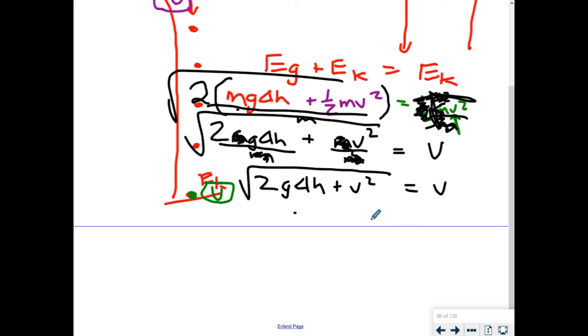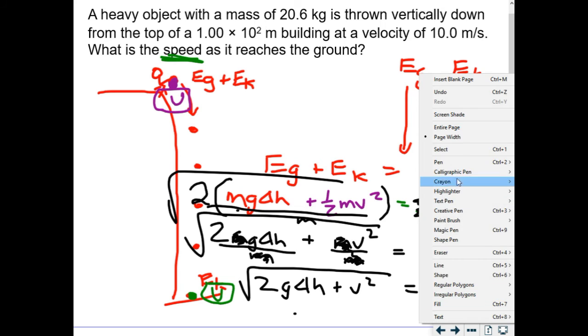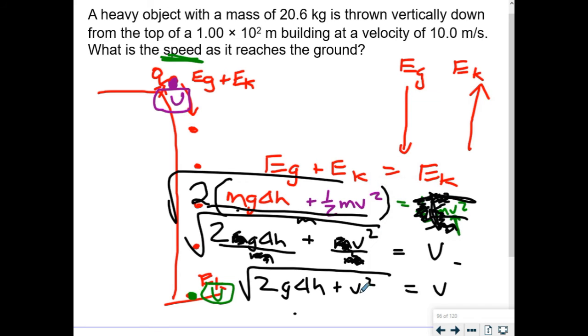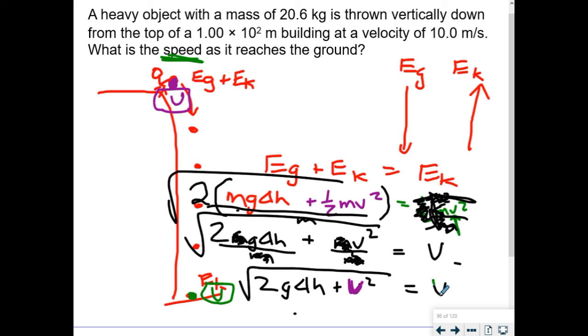And again, this is where some students go, wow, math, eh? Yeah. How can we have v on one side and V on the other side? Okay, so why don't I color code them again? Because there's a v that's the initial velocity, and then there's the v that's the final velocity. So why don't I color code them again here? This v right here was the velocity as we threw the ball down, and this velocity right here is the velocity of the ball as it's about to hit the ground.